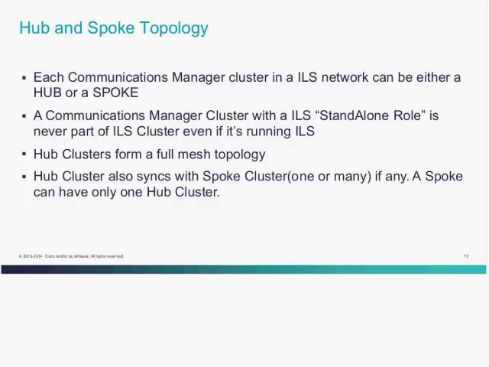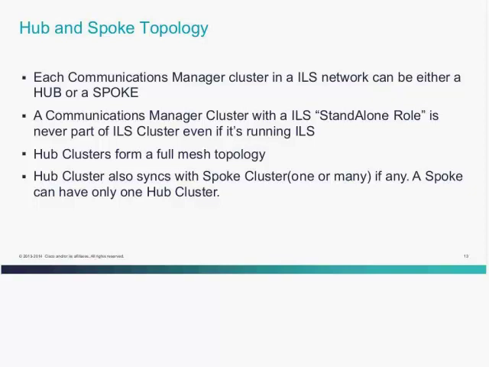So what you have to do is go to the admin page, go to advanced features, and go to ILS configuration. There you can change the role either to a hub, and once you select the hub, it will prompt you to enter either the FQDN or IP address of another hub in the network that you're planning to join, or you can make it a spoke and give the information of its hub cluster.